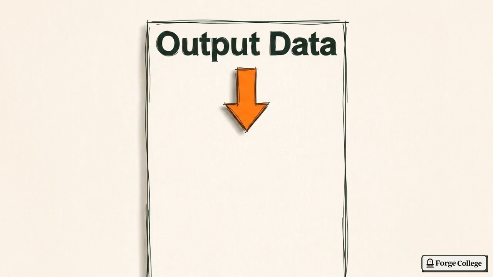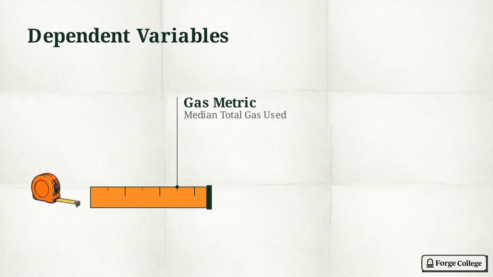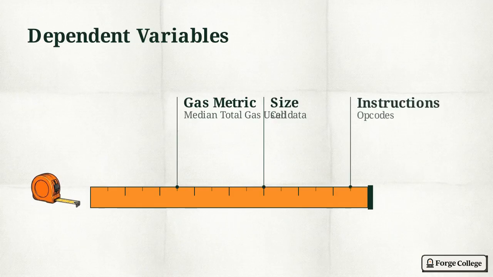The final pillar is your dependent variables. These are the exact numbers you are going to measure as the output of your experiment. You can see these added to our drawing now as a measuring tape. Instead of guessing, we measure concrete things like the median total gas used, the size of the data sent in the transaction, known as calldata, or the specific cost of the underlying computer instructions, called opcodes.